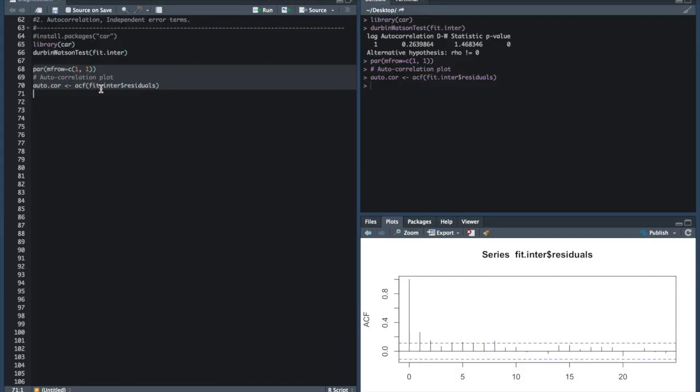Now, a way to rectify this would be to add one or more predictor variables. Only when the additional predictor variables are not helpful can transformation of variables be employed.